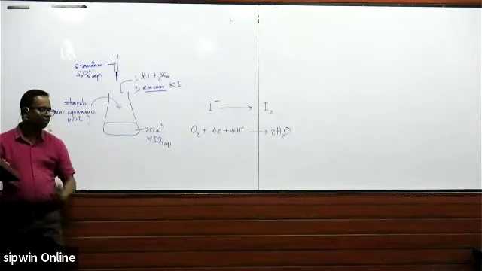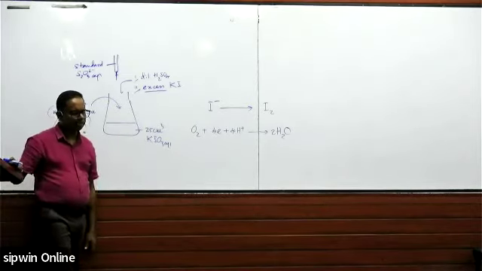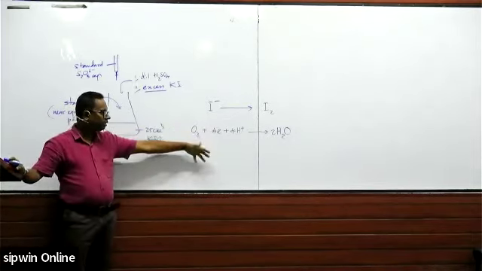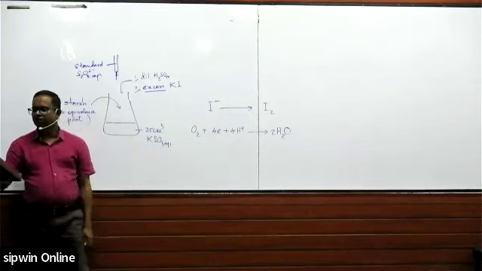So you can take the net reaction. Once these two are given, we can build the net reaction. First one multiply by 2 and take the addition like that. Next point.